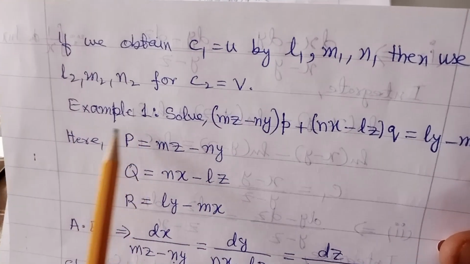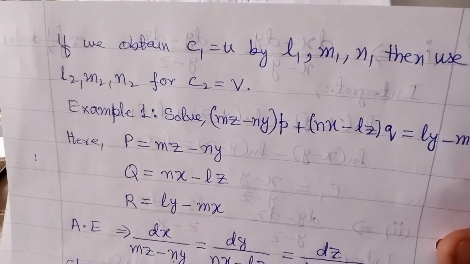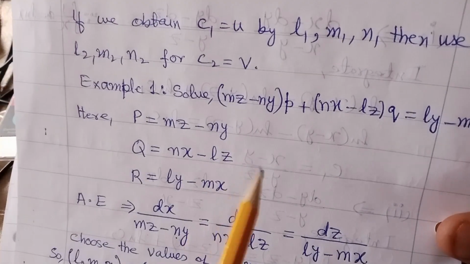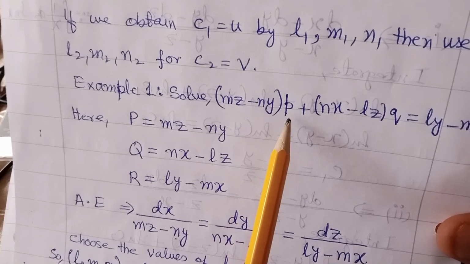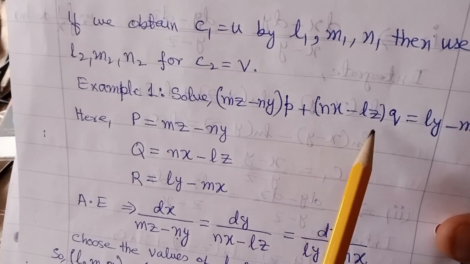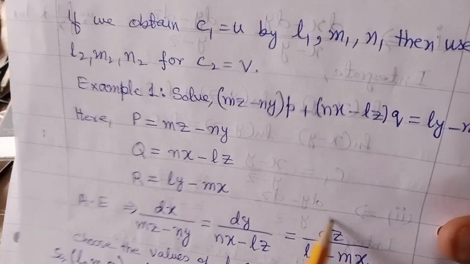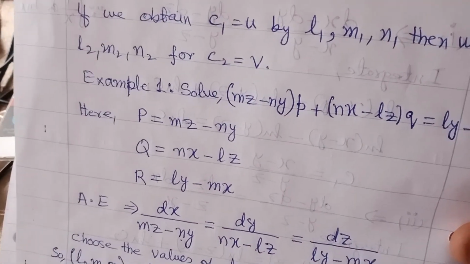So look at example number 1. Here we are going to find the solution by using the method of Lagrange multipliers, so that our partial differential equation is (mz minus ny) p plus (nx minus lz) q is equal to ly minus mx. So we are going to find the solution of this differential equation.